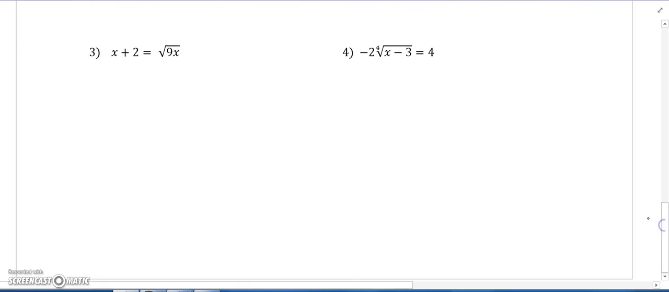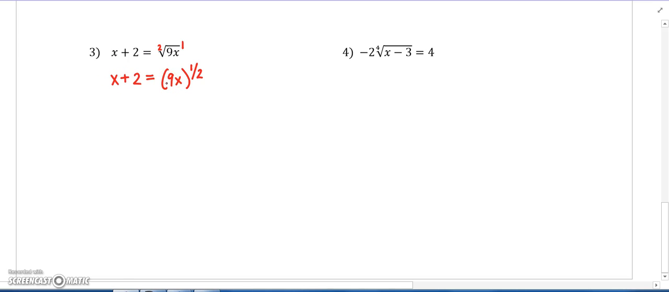Alright, number 3. This one gets a little trickier. We got to kind of bring back some ideas from last semester. So let's see how we can do. We have x plus 2 equals the square root of 9x. So once again, I'm going to look for my radical, and I'm going to rewrite it. So the square root of 9x, I put 9x in parentheses, and that'll become a 1/2. Again, because the root is a 2, and if there's no exponent, it's a 1.